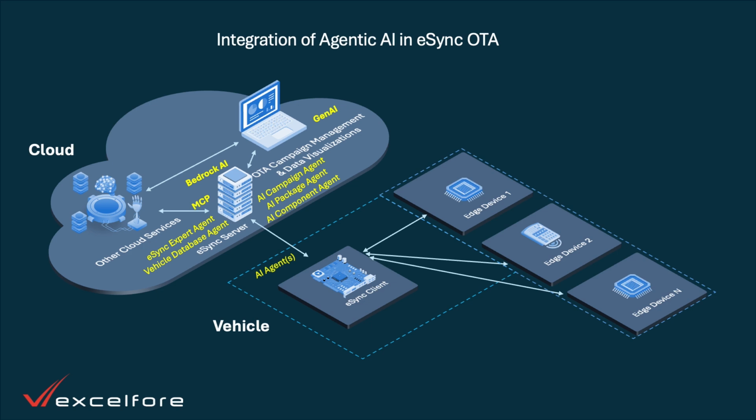or Model Context Protocol. We use agentic AI to address campaign, package, and component-level functionality, also to provide expert-level information through review of the eSync specifications and the knowledge base of documents, and for access to information in the vehicle database. In addition, the server has the ability to spawn AI agents that can be sent to the vehicle. However, in this demonstration, we'll be looking only at the cloud components. With that said, let's take a look at the system in action.